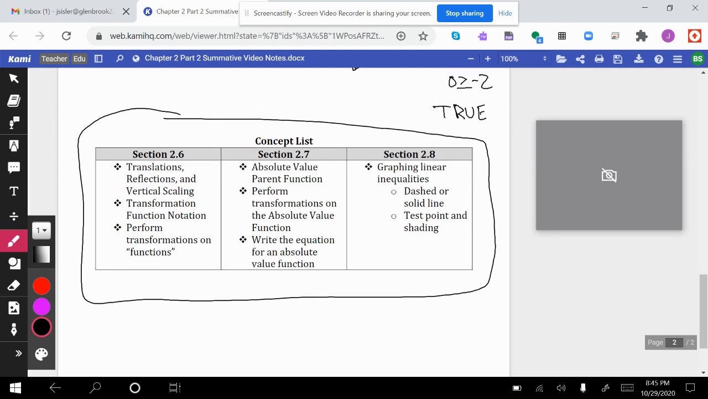So I'm going to stop the video here and you'll have an open-ended question on Edpuzzle. We just want you to list out of the concepts that are listed here what you need the most attention with, and we will tailor our review to that, okay?